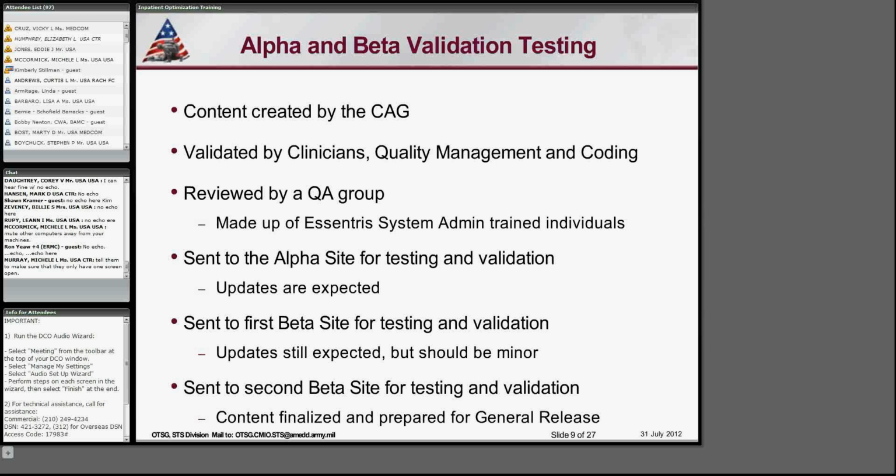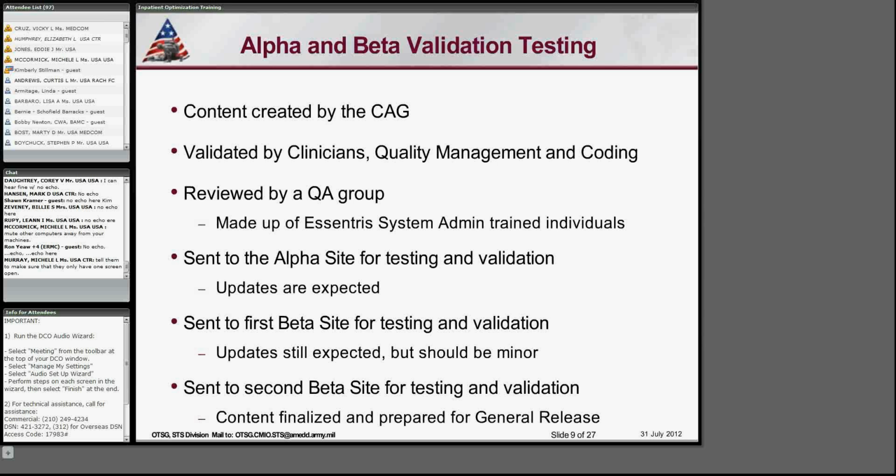They check for simple things, but also simple things to miss, like spelling, and unfortunately there's no spell check when it comes to configuring things in Essentris. Also, choice lists and making sure that casing is standard. We've also been working very hard on making sure that each CAG is handling similar things in a similar way.